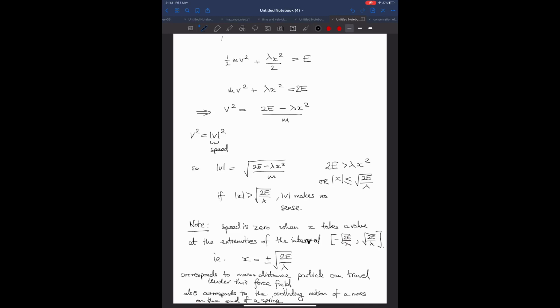Okay, so that's all for this example. So see you next time for an example where we'll look at a nonlinear force field.